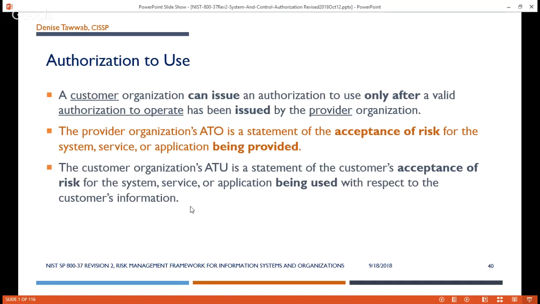A customer organization can issue an authorization to use only after a valid authorization to operate has been issued by the provider organization. That's what I just said. They have to give us an authorization to operate that they generated in-house so that we can evaluate it and determine whether we can authorize the use of their systems. The provider organization's ATO is a statement of the acceptance of risk for the system, service, or application being provided. The customer organization's ATU, authorization to use, as buyers of cloud services, is a statement of the customer's acceptance of risk for the system, service, or application being used with respect to the customer's information.